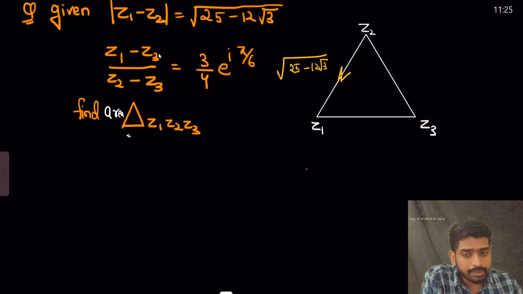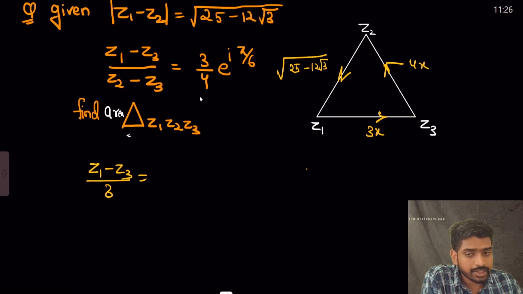Now, here, Z1 minus Z3 vector upon Z2 minus Z3 vector: the ratio of these two vectors' magnitudes is given. Let's suppose this side's magnitude is 3x and the other side's magnitude is 4x. Got it. Now next, what is the angle between them? I can write this equation like this also. By cross multiplication, Z1 minus Z3 on 3 equals Z2 minus Z3 on 4 times e to the power iota pi by 6.